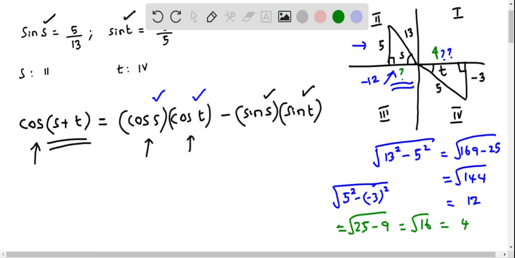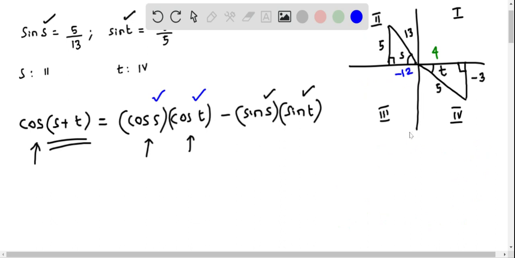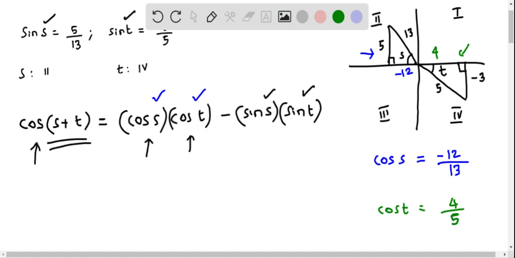Now we can easily find the value of cos s and cos t. So let's determine cos s and cos t from these two triangles. So we consider this triangle to determine cos s. So cos s equals the adjacent side to angle s over hypotenuse. The adjacent side length is negative 12 over the hypotenuse 13. Now let's determine cos t from this right triangle. So cos t equals the adjacent side to angle t, which is 4, over the hypotenuse, 5. So we have determined the value of cos s as well as cos t, which means we can now find the value of cos of s plus t.